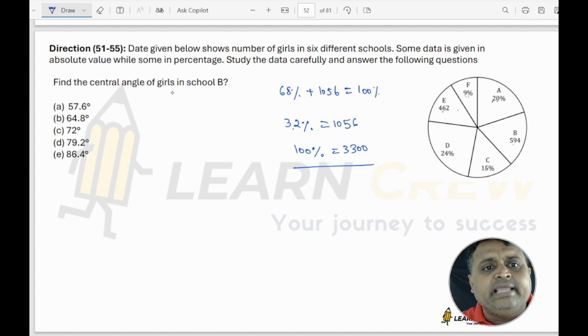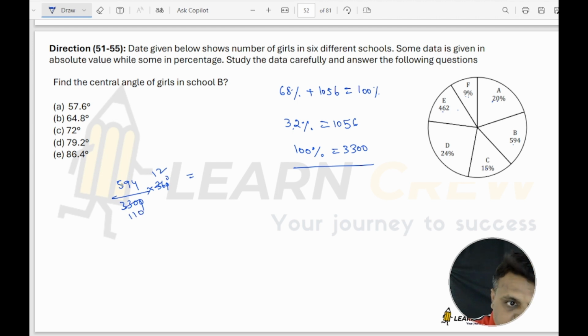Now question number 1. Find the central angle of girls in school B. Girls in school B is 594 out of 3300, and the total is 360 degrees. So 594 by 3300 into 360. How much are we going to get? The zeros cancel. It is divisible by 3. 3 12s are 36, 3 1s are 3, 10s are 10. Again cancellation, with 5 plus 9, 14 plus 4, 18, it is divisible by 2 again. I think it is divisible by 11. 11 10s are 110, 11 54s are 594.